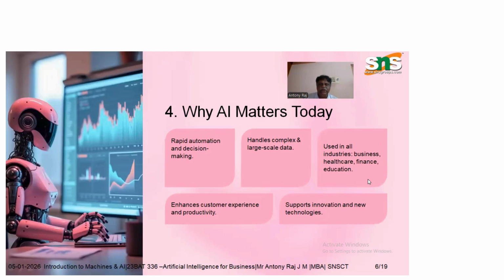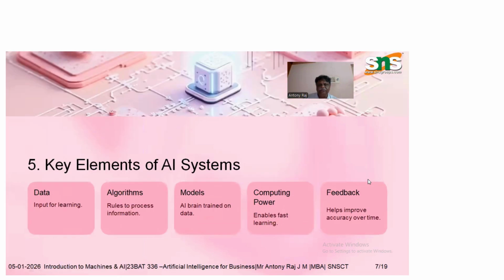And why AI matters today is that rapid automation and decision making are taking place. So artificial intelligence is definitely the need of the hour. And we need to handle complex and large scale data, so AI is very important today in that aspect. Today it has come up in all industries, right from finance, education, business to healthcare, and it enhances the customer experience and productivity. And it supports innovation and new technologies.